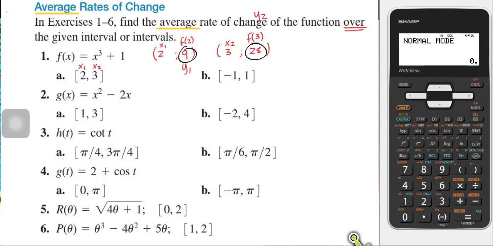I'm not going to write it down because you know what's happening. 28 minus the 9 divided by 3 minus the 2. And then you'll get the answer. You can see the denominator is not 0. We good, right? Yes. Okay, good. Now there is something I want to emphasize here.